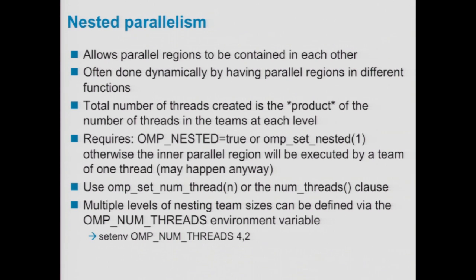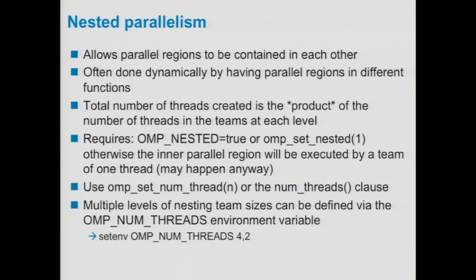But let's talk a little bit about how it works. If you have two parallel regions, you create a certain number of threads in the outer parallel region, and then each one of those threads creates additional threads when it has an inner parallel region. There are all sorts of control variables and API functions to manage how this works. OMP_NESTED is one of the environment variables, or the omp_set_nested API call, that basically says, do you want this multiplicative effect to happen when you have nested parallel regions?